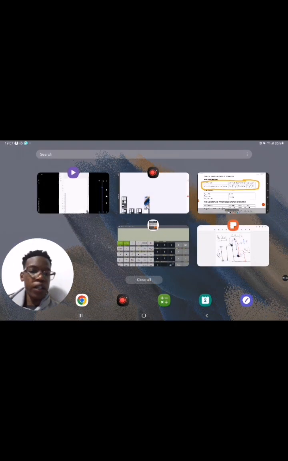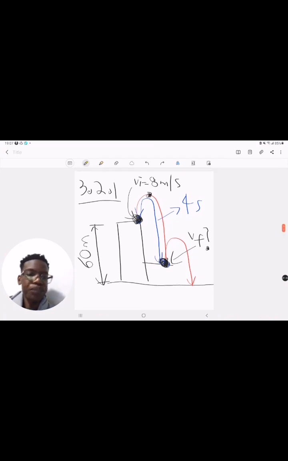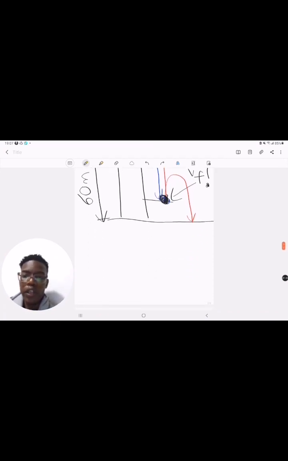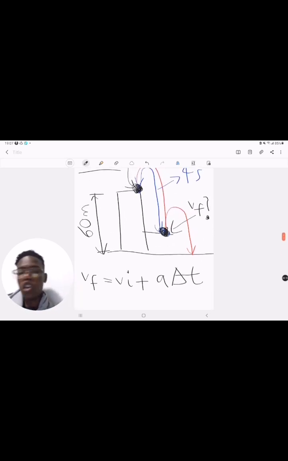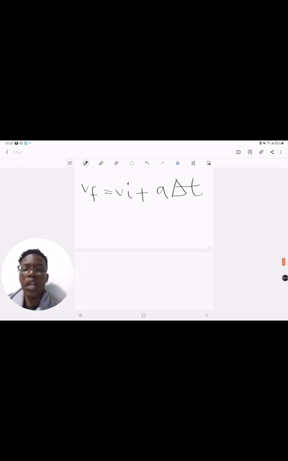Okay, so let us go on and solve. What is our equation? Our equation is vf equals vi plus a times delta t. You don't have to memorize this equation. You can get it from your book, like I said, from your formula sheet. So this is the equation that you can use. You've got all of this information, so all you do now is plug it in.